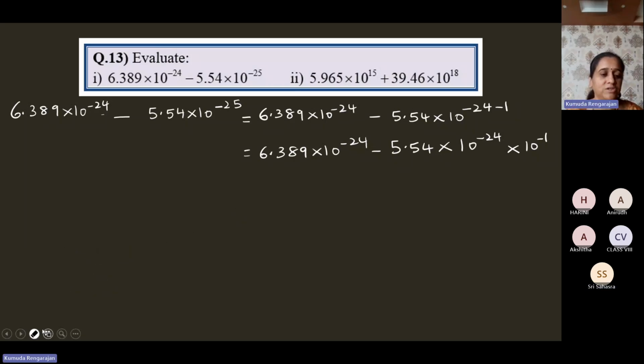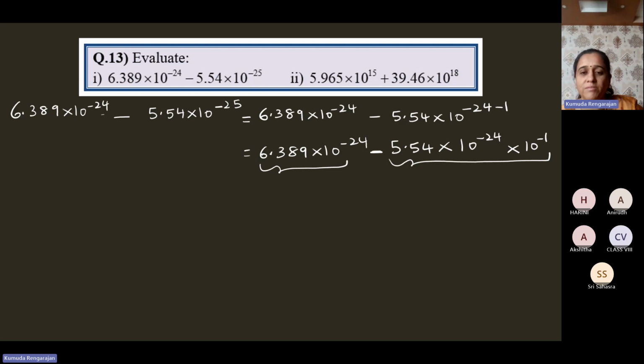Now we have two expressions separated by a minus sign. This is one expression and this is the other expression. These two expressions are separated by the minus sign. Now, 10 to the power minus 24 is common between the two expressions. So take out the common factor. Now inside the bracket, this is the first expression. This 10 to the power minus 24 is taken out common. So write the other one, 6.389. Put this minus sign as it is.